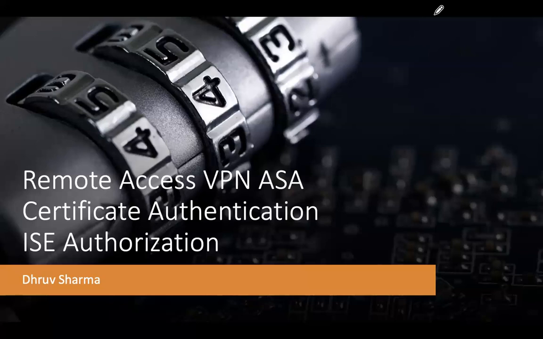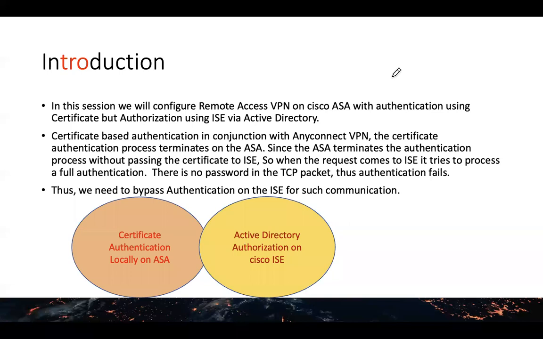But what we are trying to demonstrate is how we can split the responsibilities of authentication on Cisco ASAs and authorization on Cisco ISE. So ASAs will only deal with authentication and authorization will be dealt by Cisco ISE, which is acting as a RADIUS server. On that note, let's jump in.